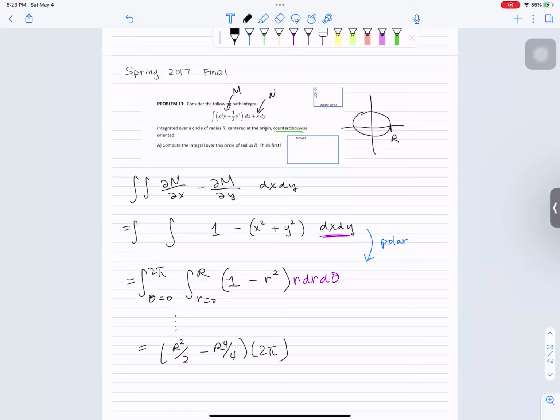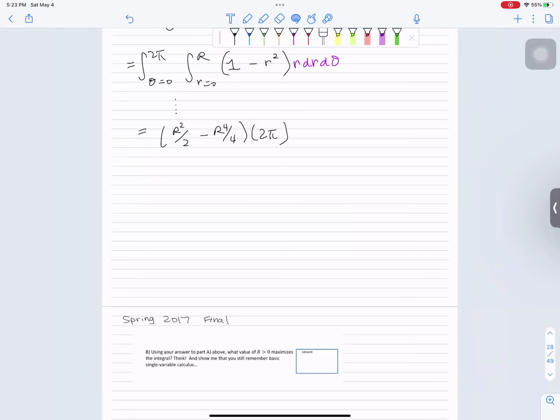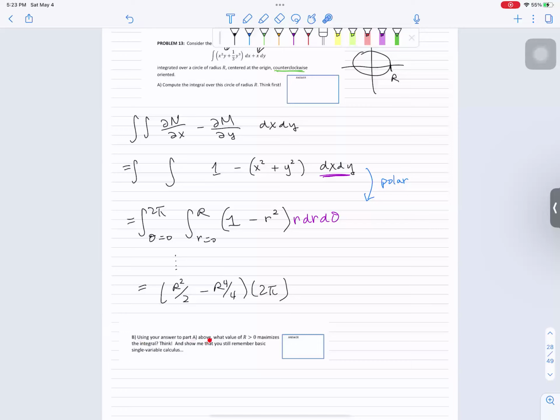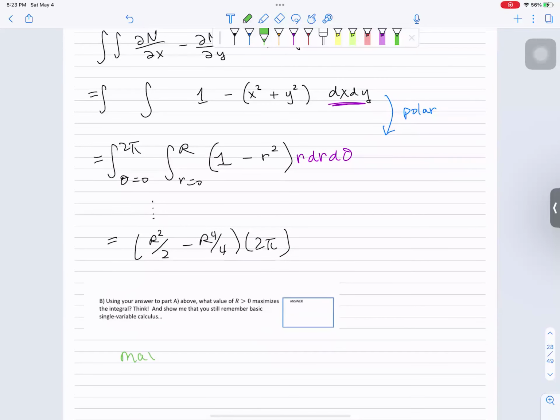So that was Green's theorem. And part B is interesting. It says, using your answer to part A above, what value of capital R maximizes this integral? And show me that you still remember basic single variable calculus. So they're asking, what value of capital R gives me the biggest that this could possibly be? I'm trying to maximize the answer that I got in part A.